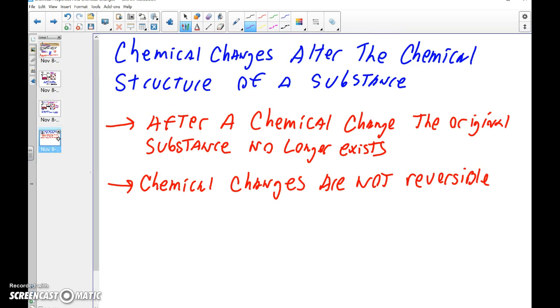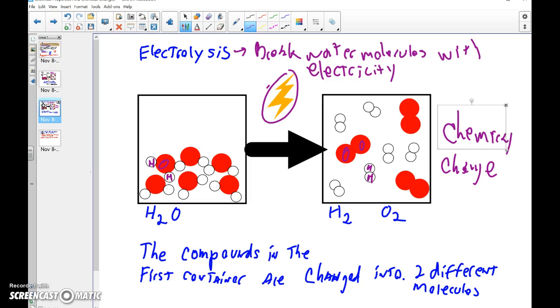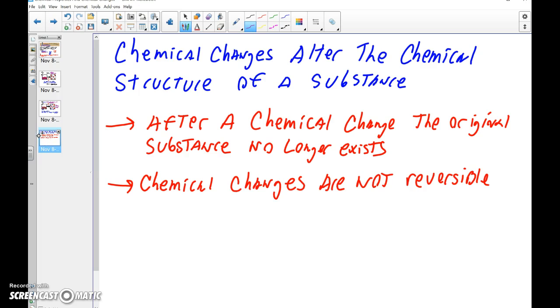So, key ideas to sort of summarize this concept. Chemical changes alter the chemical structure of a substance. All right? That's a key idea, and that's what's going on in this diagram. We have one chemical structure on the left and a new chemical structure on the right. We have a compound of water on the left and diatomic molecules of hydrogen and oxygen on the right. Down here, chemical changes alter the structure of a substance, so they change it. And after a chemical change, the original substance is not there anymore.